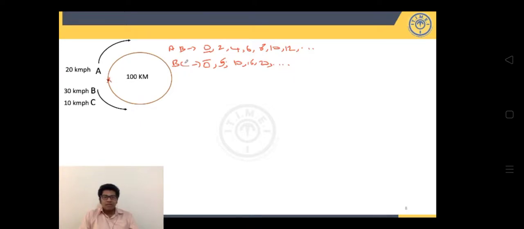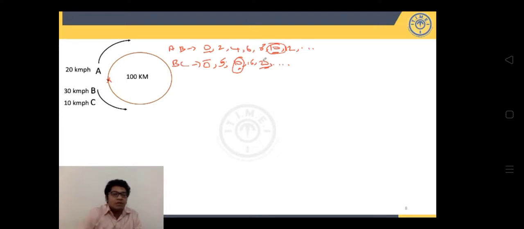Now after that, when is the first time? After 10 hours, because 10 is common to both the terms. So at 10 hours from the start, they will meet for the first time. Got it? After this, for every 10 hours they will meet. So here 20, yes. So for every 10 hours they will meet.